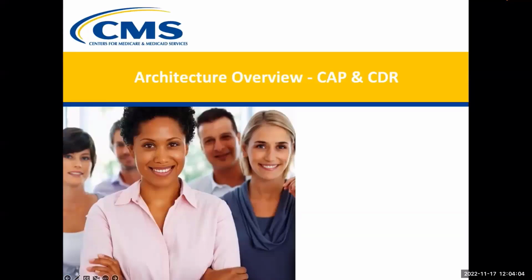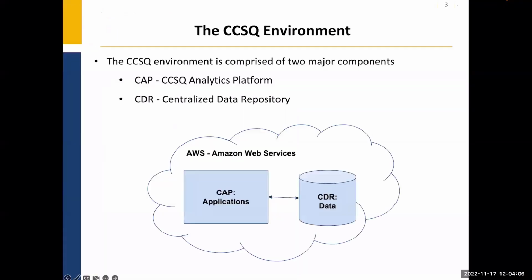So in the first section is CAP and CDR. The CCSQ environment is comprised of two major components, CAP, which stands for CCSQ Analytics Platform, and CDR, which stands for Centralized Data Repository. Both of these subsystems are deployed within the CCSQ Amazon Web Services Cloud. And you can think of CAP as the set of applications that you will be accessing in order to write your code, configure your jobs, and develop your models.